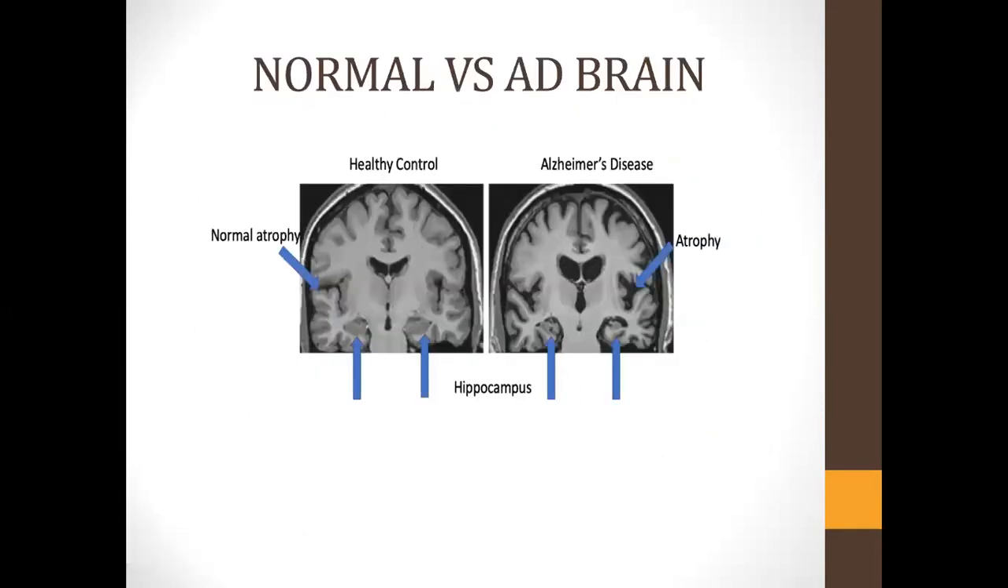This is the MRI showing the healthy brain and the Alzheimer brain. Ventricles are enlarged and there is cortical atrophy.